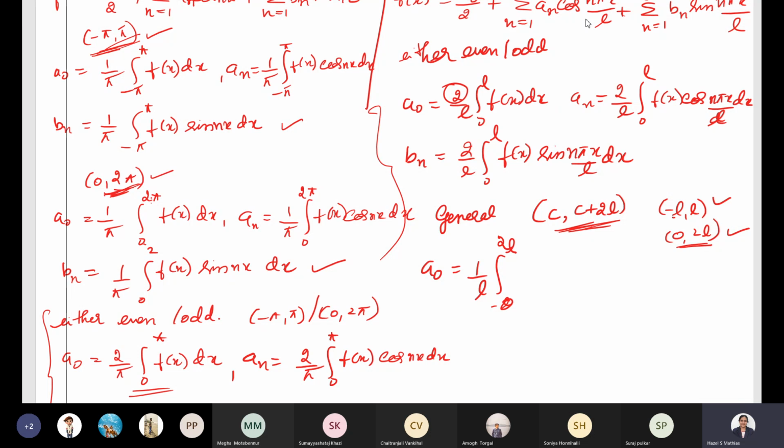Remember that. What is the difference between this and this? Only when the function is either even or odd, this 2 will be used and it will be 0 to L, or else it will be 1 by L into 0 to 2L, whatever interval will be given. If it is 0 comma 2, it will be 0 to 2. If it is minus 2 comma 2, you have to begin with minus 2 comma 2. All those corrections you have to do.